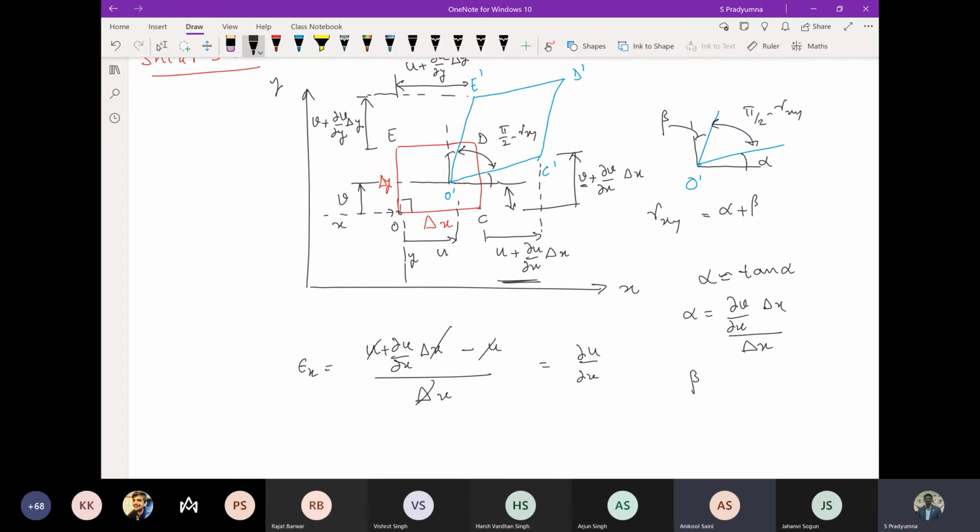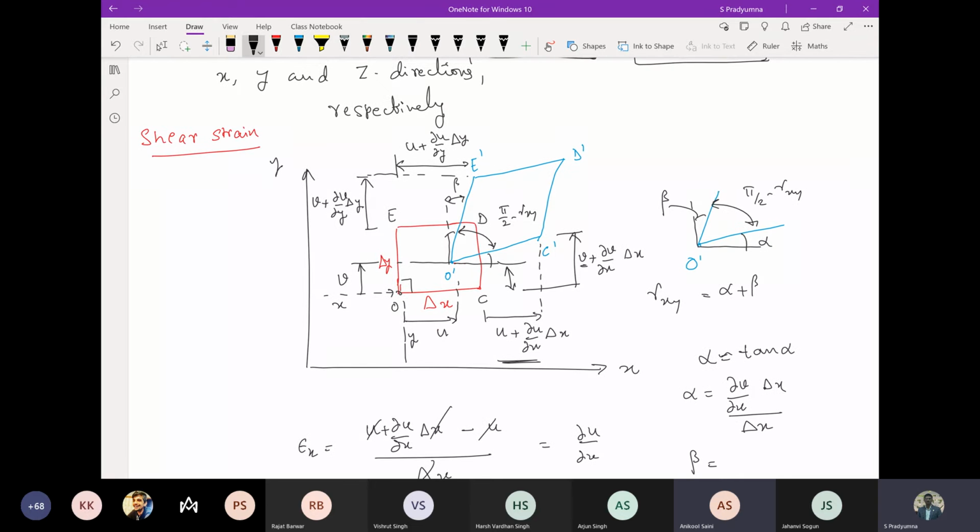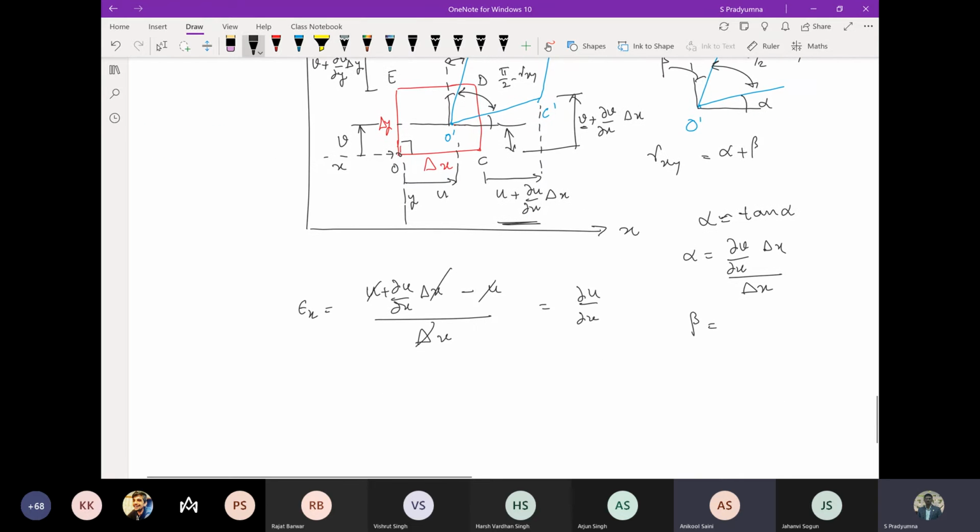Okay. Similarly, what is beta? Beta will be equal to, here this is angle beta, that is del u by del y into delta y, divided by delta y. Therefore gamma xy, which is equal to alpha plus beta, will be equal to, to be more correct, del v by del x plus del u by del y.